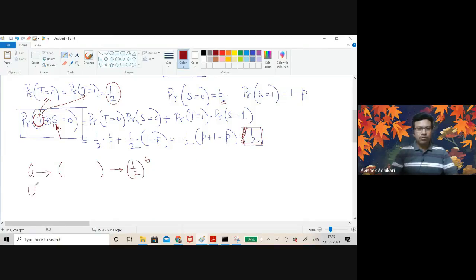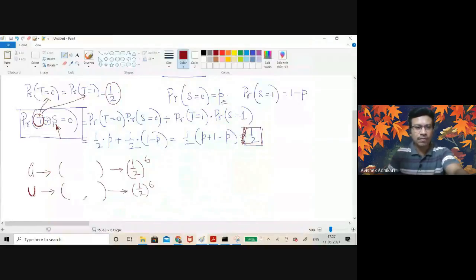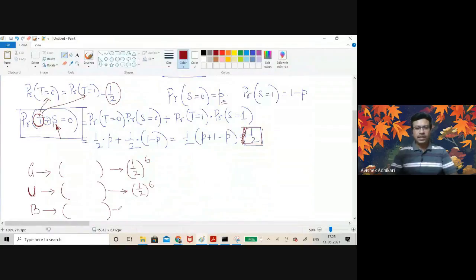Now you, the outsider, you do not have any share. The probability of guessing the whole secret correctly for you is also half to the power 6. And we have just proved this also becomes a random string. As a result, from here, the probability of guessing it correctly is also half to the power 6. For the boy, the probability of guessing it correctly is also half to the power 6.